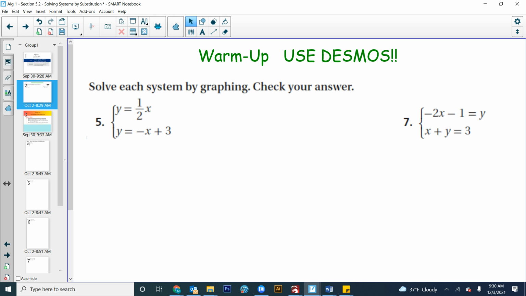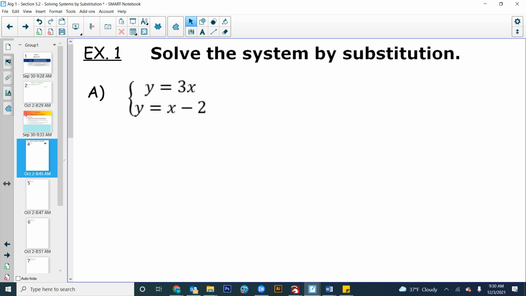All right, here we go. Wait, we're not doing that. Here we go. You guys had that for your first one? Yeah. All right. Now, do you see how they're both solved for y? The first thing we have to look at, it doesn't matter. They're both solved for y. So I'm just going to use this top one.